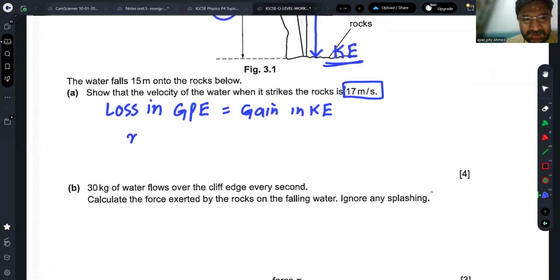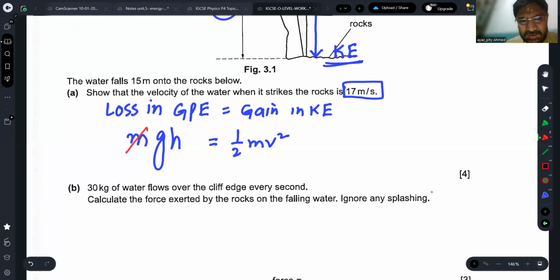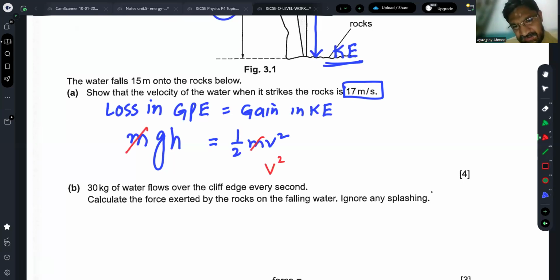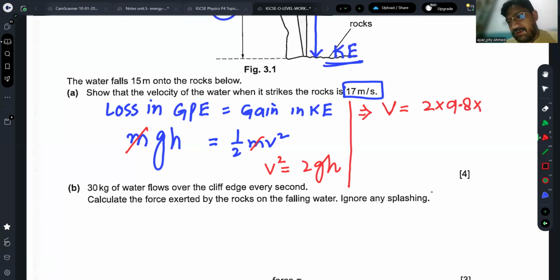Because you are not having mass, I have selected this formula because I want to cancel the masses. So it will be equal to 1/2 mv squared. From here, your mass will be cancelled out and you need velocity. So velocity squared will be equal to 2gh, and just plug in the values. Velocity is equal to the square root of 2 times 9.8 times 15. Let me calculate that. 2 times 9.8 times 15 is 294, and the square root of 294 is equal to 17.1.